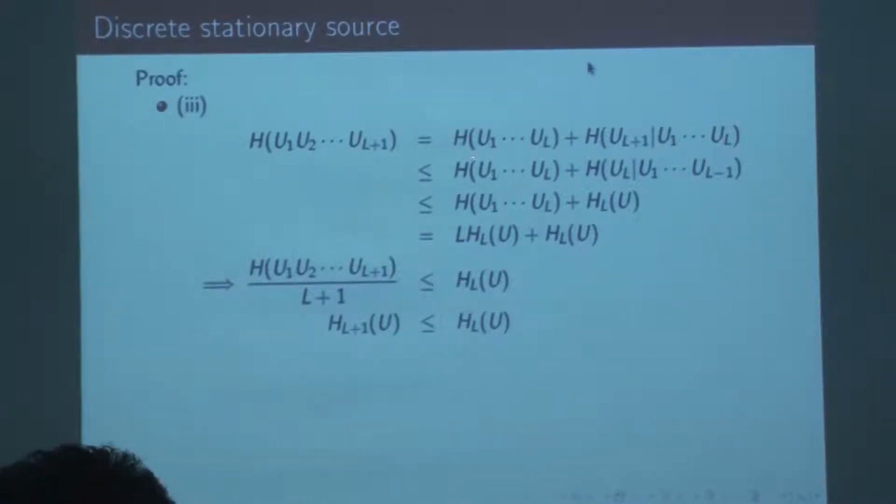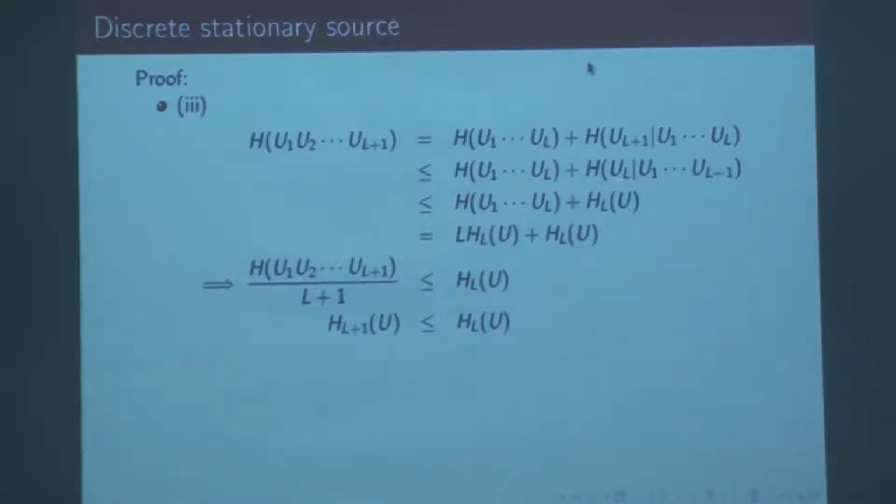Now I am saying this is less than or equal to H of U1, U2, U3, ..., U_L plus H of U_L given U1, U2, U3, ..., U_{L-1}. Now which property did we use? We use the second property, which says as L increases, this is a non-increasing function. So this will be less than or equal to this thing, right?